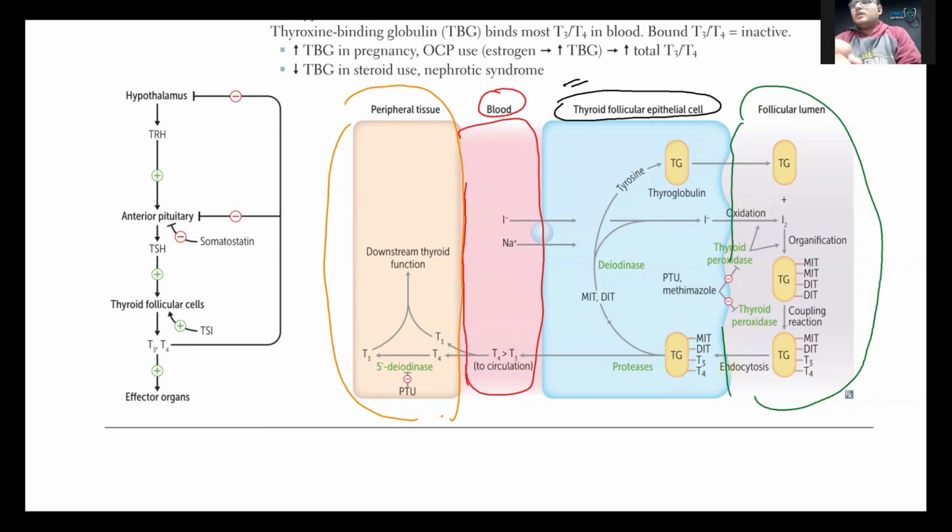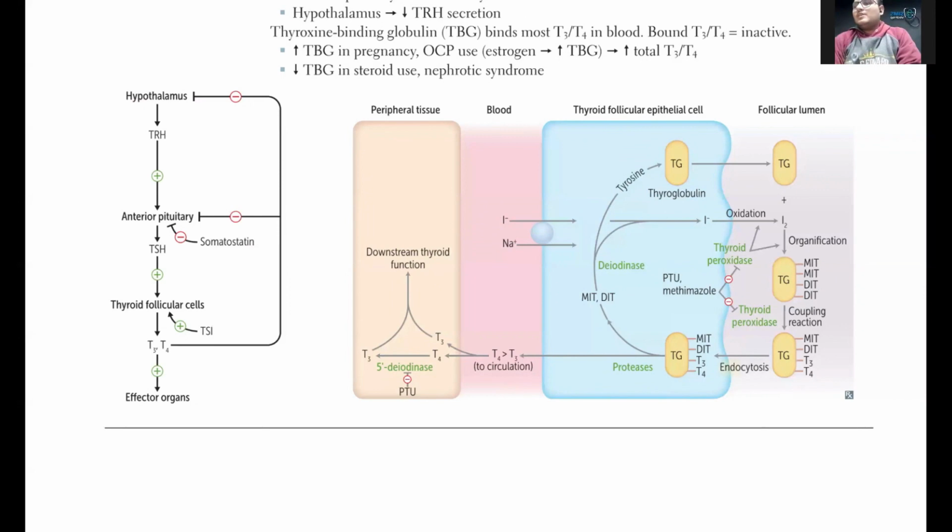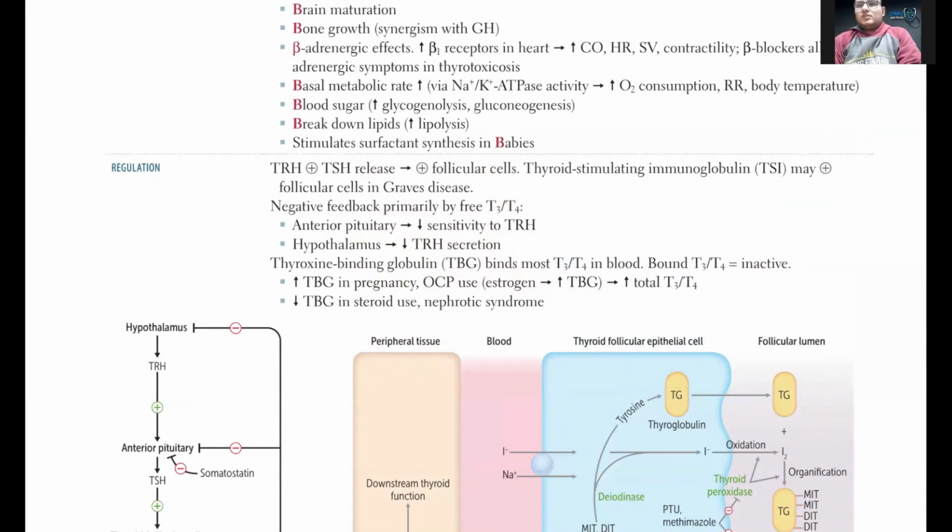So start from the thyroid follicular cell, next is the associated blood, third is the follicular lumen, and fourth is the peripheral tissue. Where does the production of thyroid hormone start? First, you should know the prerequisite molecule necessary for creation of T3 and T4, that is iodine. T3 is triiodothyronine and T4 means 4 iodine. Iodine will come from the blood.